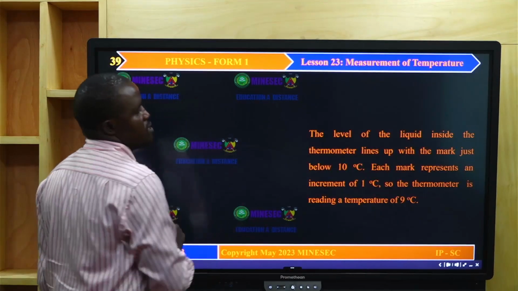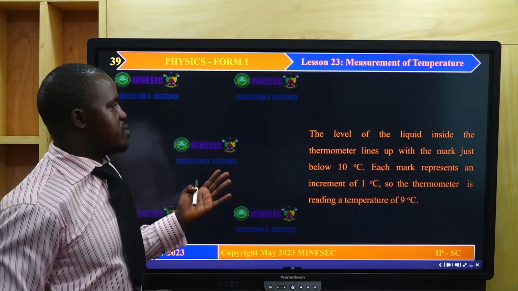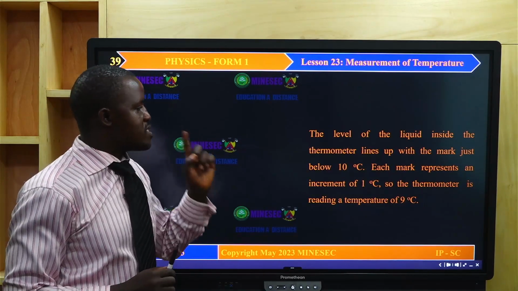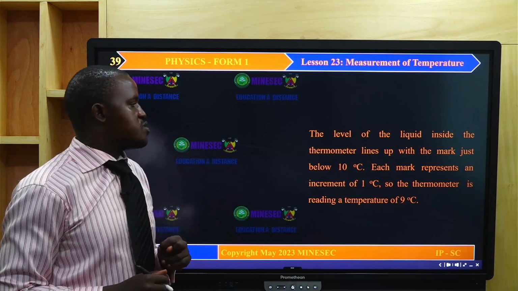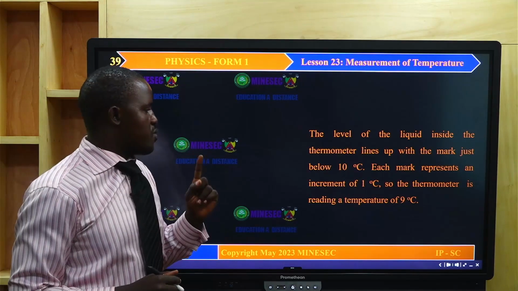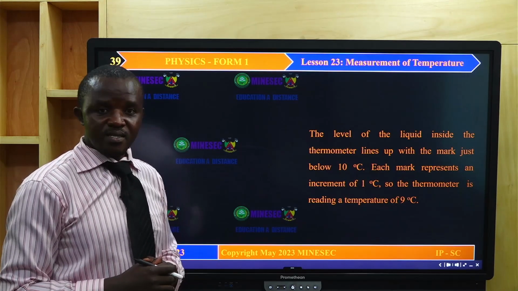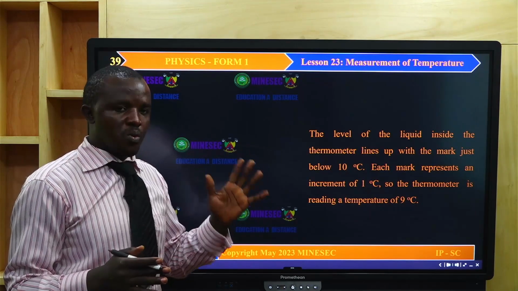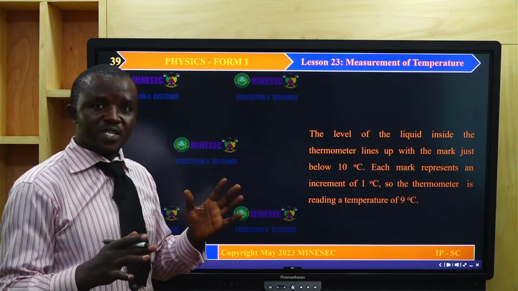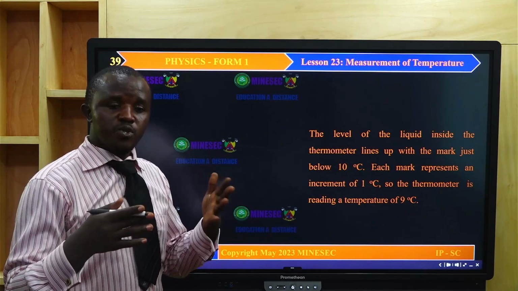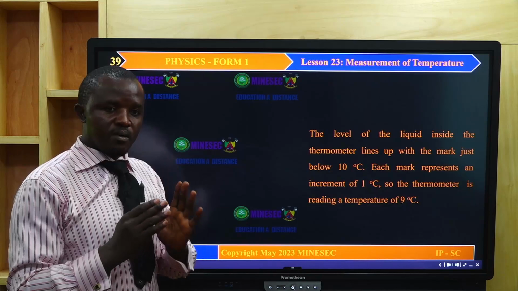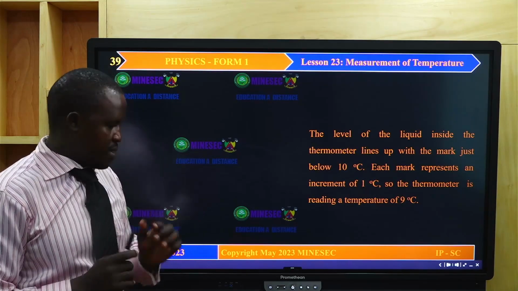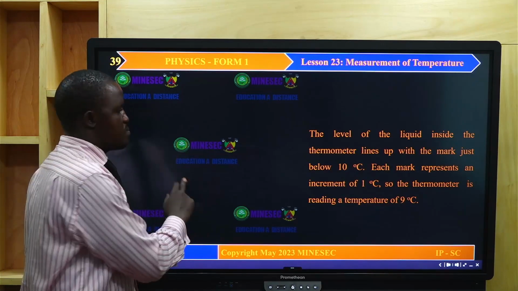So the level of the liquid inside the thermometer lines up with the mark just below 10 degrees. Each mark represents an increment of 1 degree. So the thermometer is reading a temperature of 9 degrees Celsius. I explained to you, right? Take note, you can read correctly yourself, but make sure you position yourself to be able to get the correct scale reading. Okay, smaller scale division.